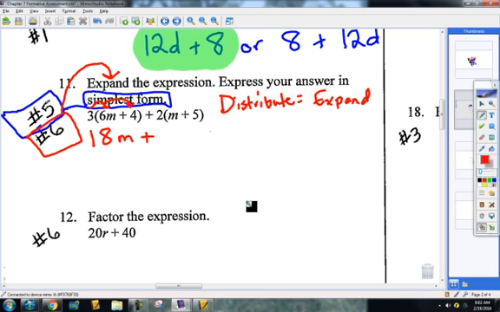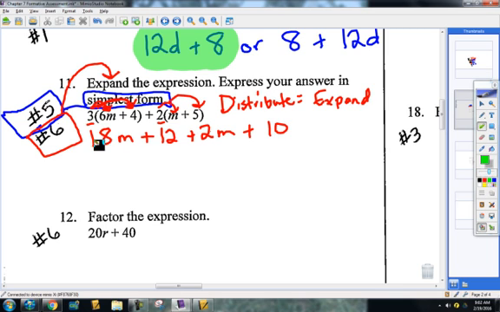Okay? So when we've got to expand it, that means that we are going to distribute those numbers on the outside of the parentheses through. So remember, you must do it to both terms. So 3 times 6 monkeys would give us 18 monkeys, right? 3 times 4 constants would give us 12 constants. 2 times 1 monkey would be 2 monkeys. And then 2 times 5 constants would be 10.